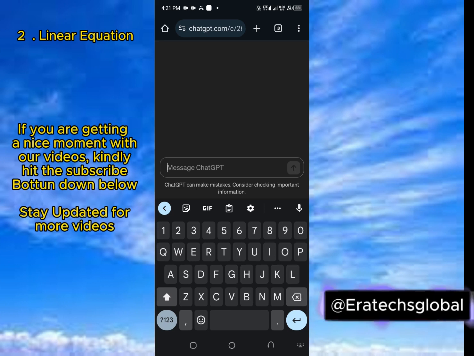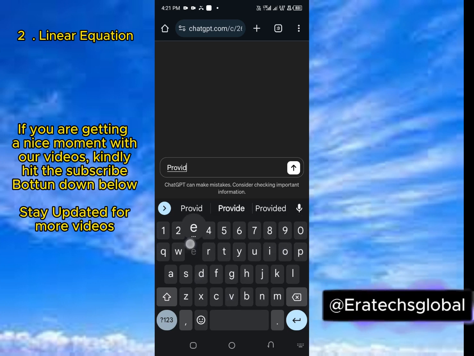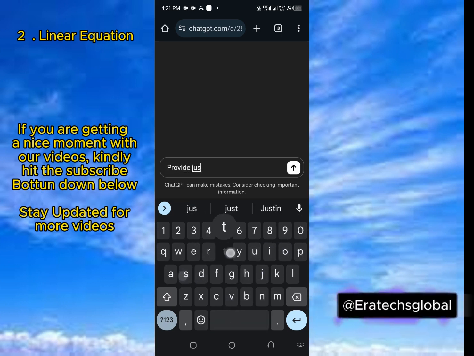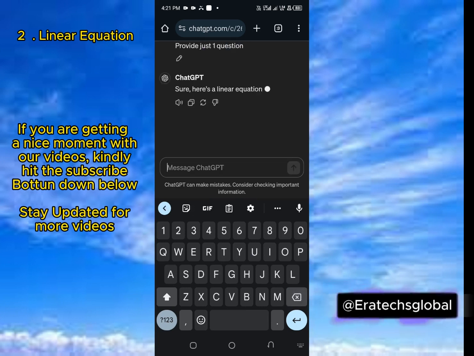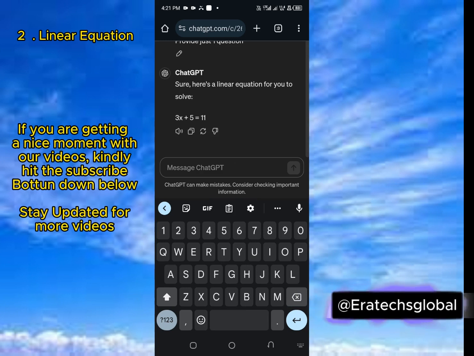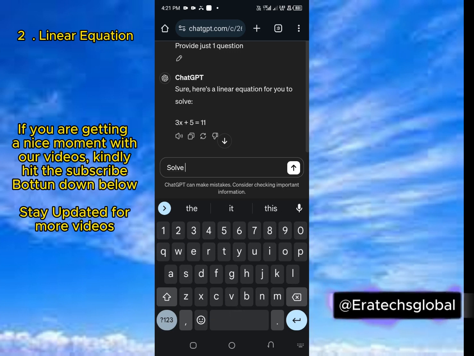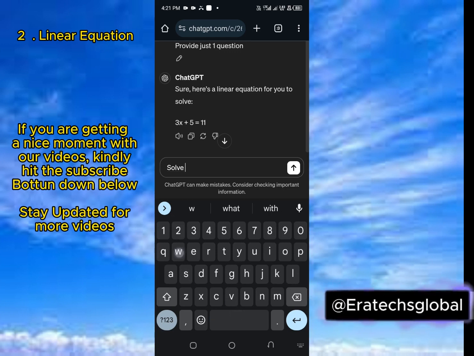Now let's ask ChatGPT to provide just one question. Let's find out the question. Sure, here is a linear equation for you to solve: 3x plus 5 equals 11. Now solve with description.